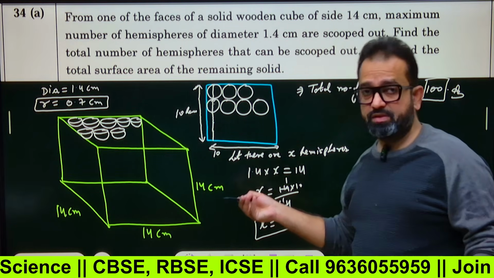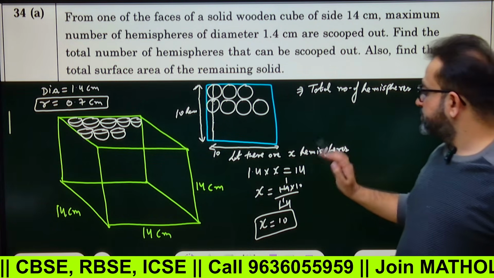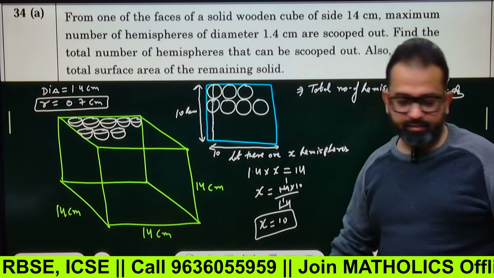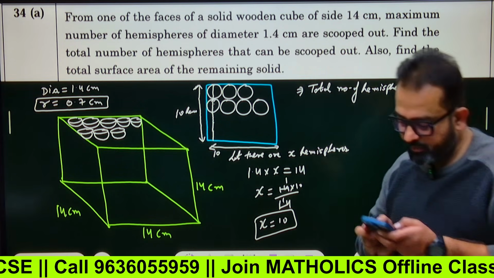How many times? X times. So 1.4 into X equals 14. Total length is 14 centimeters. Okay, got this point? Can we move forward?